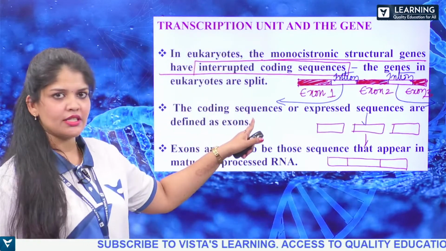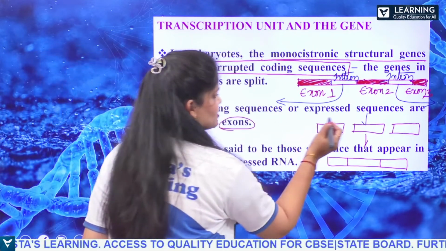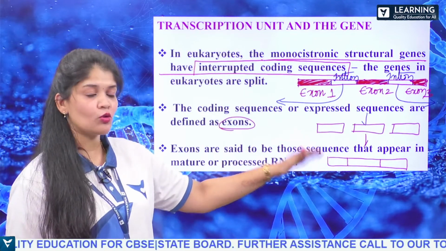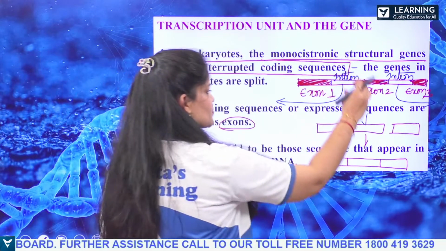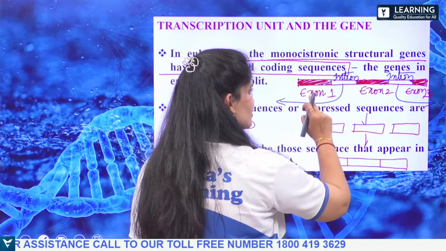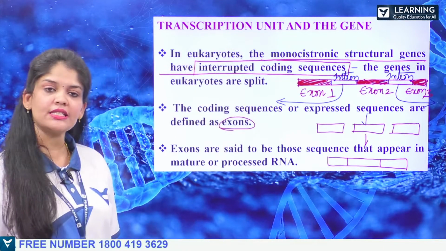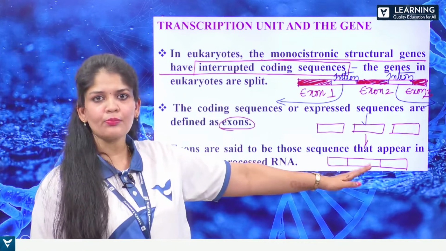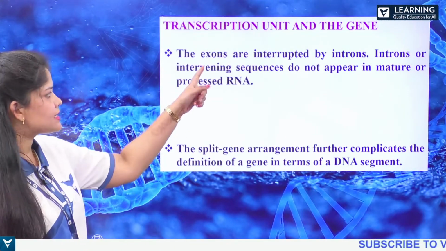The coding sequence or the expressed sequence, we call exons. So these are all exons. These exons are the sequences that are going to appear in the mature or processed RNA. This is the process of splicing where the introns are removed and the exons are joined together to finally appear in processed RNA or mature RNA. So this is called mature or processed RNA. Now, here the exons are interrupted.